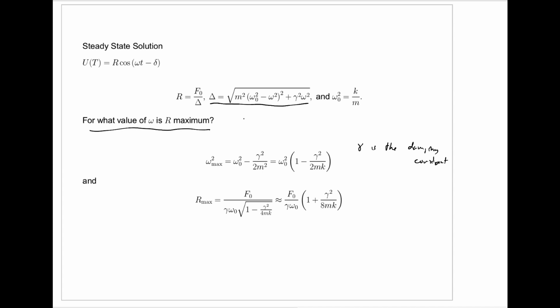And once you know omega max, you can plug that in to this formula F naught over delta and find R max. This maximum amplitude is just F naught over gamma omega naught times the square root of 1 minus gamma squared over 4mk. We can just write this as a nice approximation. That's using the fact that 1 over the square root of 1 minus x is approximately 1 plus x over 2. If you just write out the power series, this is just 1 minus x to the minus 1/2 power. If you write out the power series, this is actually for a binomial type function. You'll find that this is approximately 1 plus x over 2. That's when this thing is small. So again, in the approximation when gamma is small, the maximum amplitude is approximately F naught over gamma omega naught times this quantity, which is just a little bit bigger than 1.